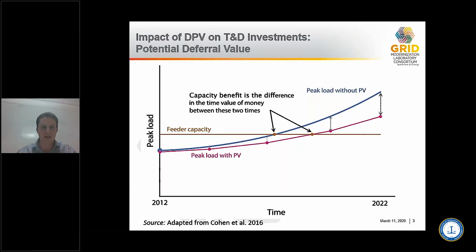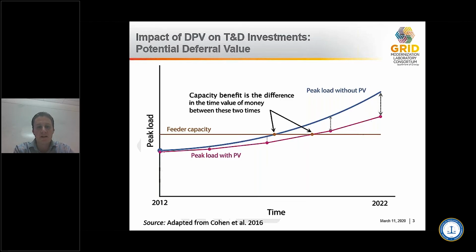So this slide illustrates one of the reasons why we should care about forecasting DERs. And this goes to what is commonly called the deferral value of DERs. So here you can see on the blue line what the peak load on a distribution feeder might be without any adoption of DER. So over time, as load grows on the feeder, it may at some point exceed its ability to accommodate that much load, and we would have to make an upgrade to the feeder. With PV or other DERs, we might use that resource to defer when that upgrade needs to be made.